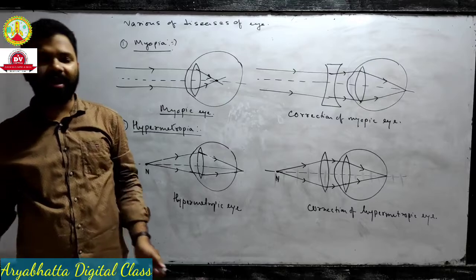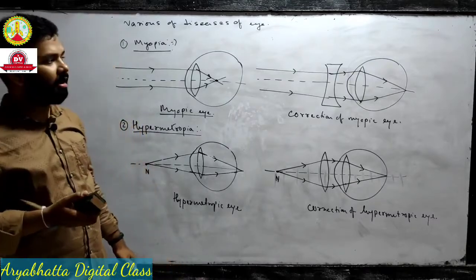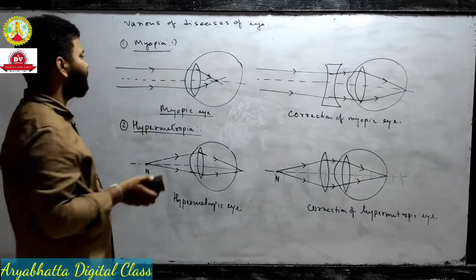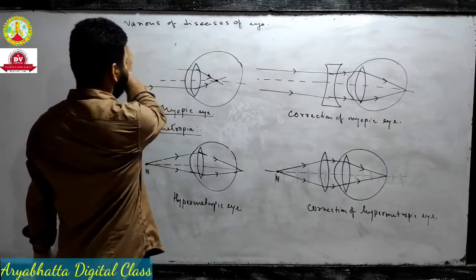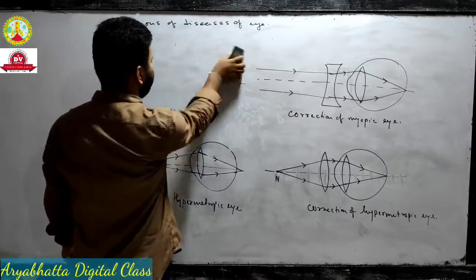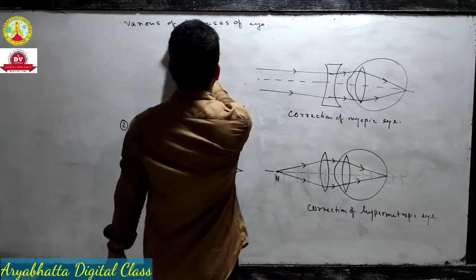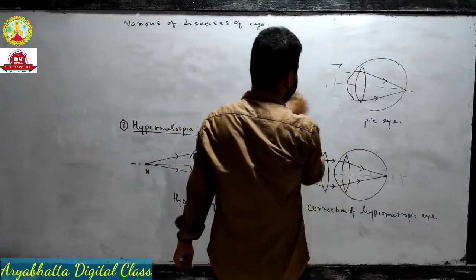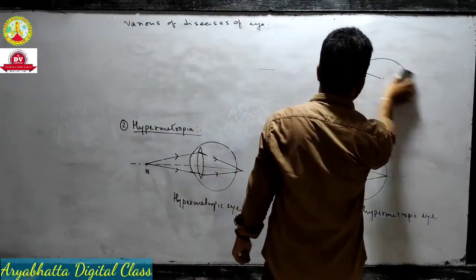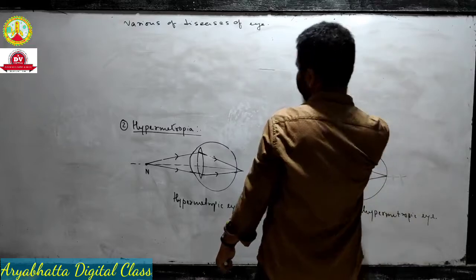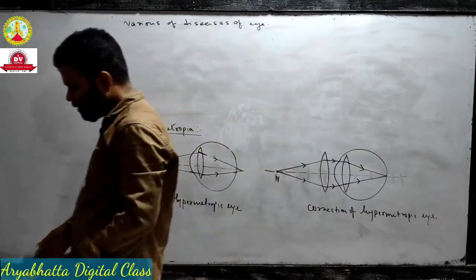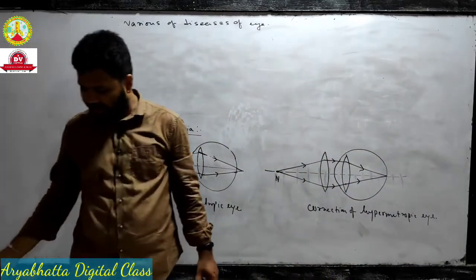So another disease is astigmatism. How is astigmatism corrected? I already told you that astigmatism can be corrected by using a suitable cylindrical lens.